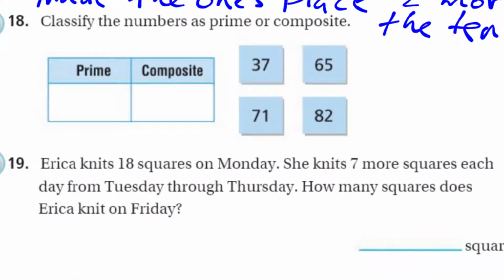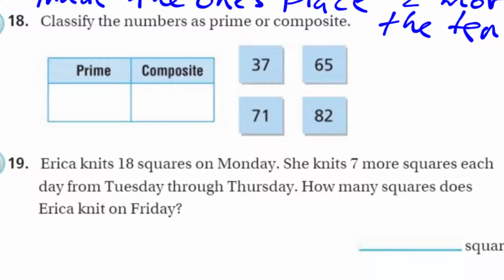It says, classify the numbers as prime or composite. Okay, again, I've probably said this a million times, I know, but a prime number is a number that has exactly 2 factors. In fact, a prime number has to have exactly 2. So the number 1 is not prime. Sometimes students will think that the number 1 is prime, but it is not, because 1 only has 1 factor, since the 1 and the 1 are the same number. So 2, 3, 5, 7, those are all prime numbers.